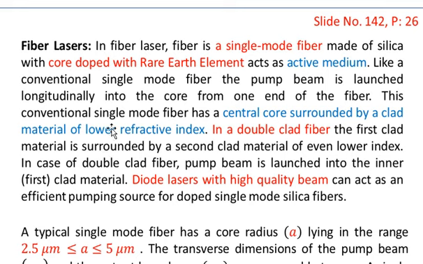This conventional single mode fiber has a central core surrounded by a clad material of a lower refractive index. In a double clad fiber, the first clad material is surrounded by a second clad material of even lower index. In case of a double clad fiber, the pump beam is launched into the inner, that is the first clad material. Diode lasers with high quality beam can act as an efficient pumping source for doped single mode silica fibers.